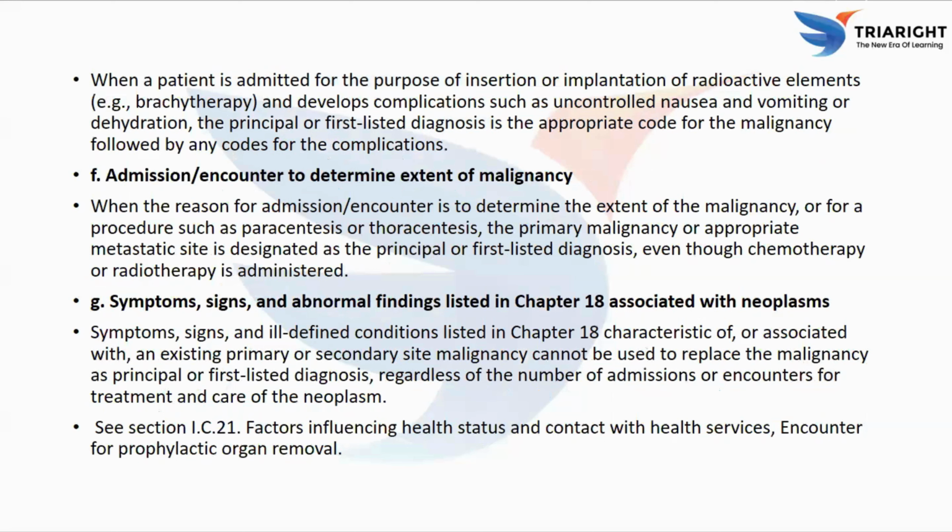When the patient is admitted for insertion or implantation of radioactive elements and develops complications such as uncontrolled nausea and vomiting and dehydration, how do you sequence the codes? The malignancy code is the principal code, followed by the complication code. Why is this important? Because this is not considered a routine radiation therapy encounter. That's why Z51.0 should not be used.